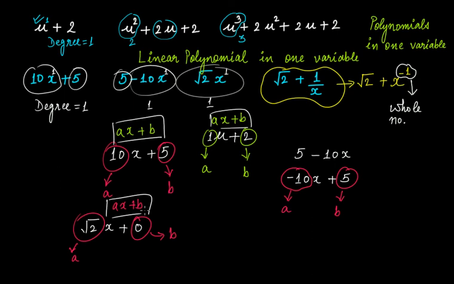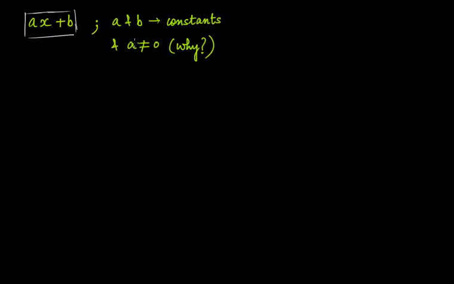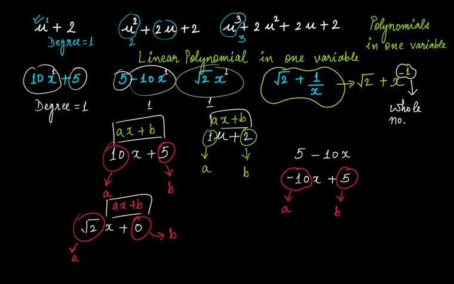Okay, now next thing, your a cannot be equal to 0. Let's make a 0 in all these cases. So in this case, if you make a 0, then this polynomial gets reduced to only 5. 0 multiplied by x means what? 5. Now 5 is a polynomial. Yes, it is a polynomial, but it's not a linear polynomial. It's a constant polynomial.